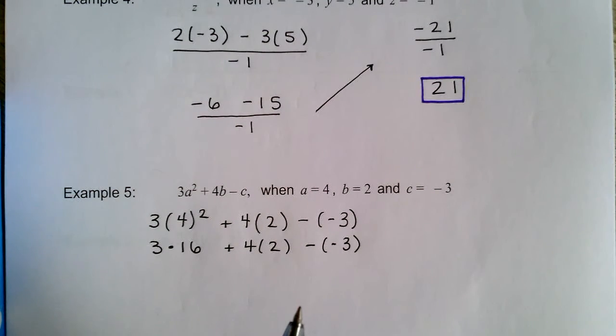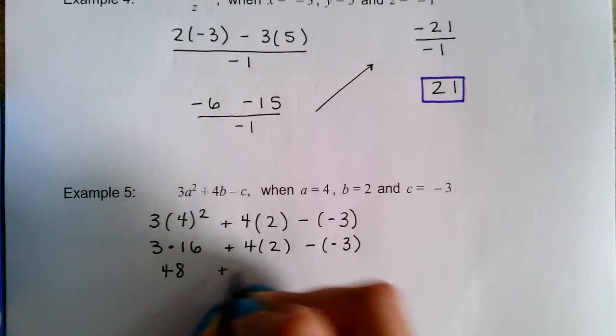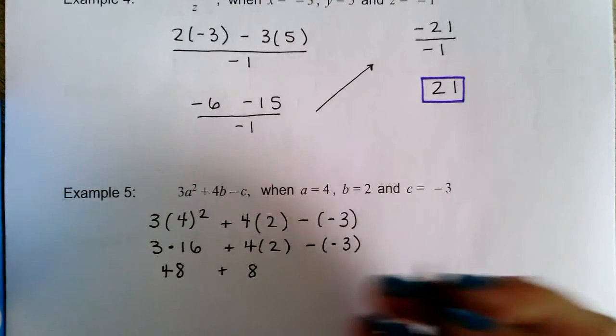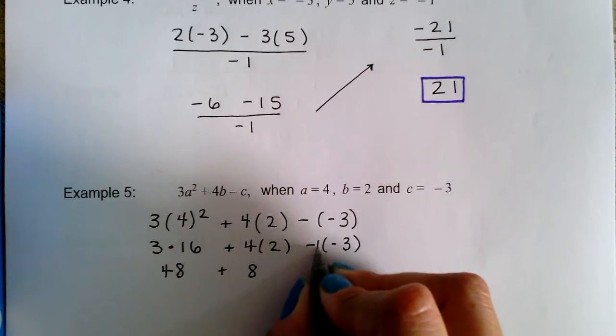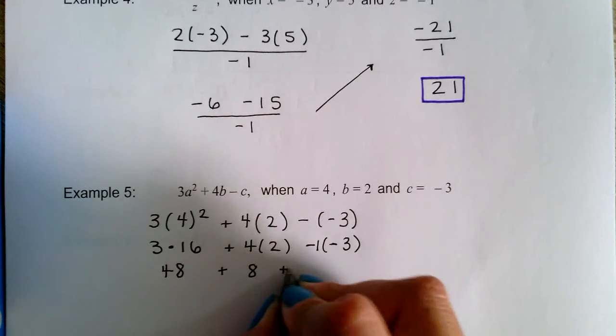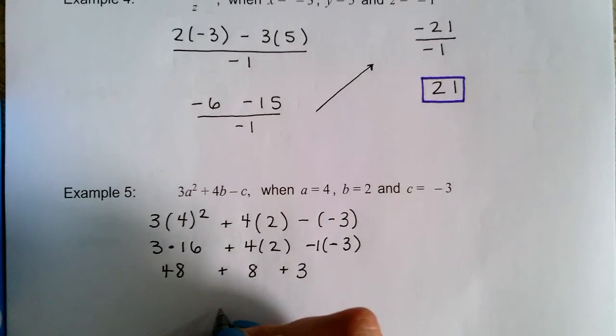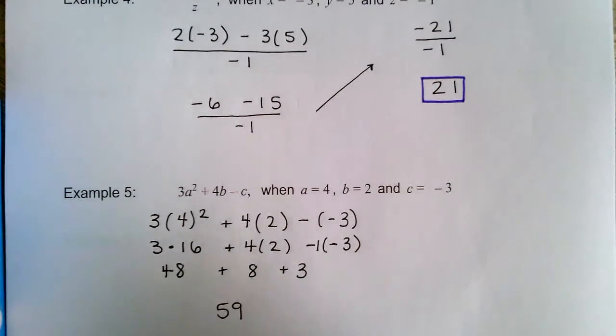Those are all multiplication. So 3 times 16 here in the front gives us 48, plus 4 times 2 gives us 8. And then here we really have -1 times -3. So that's going to actually become +3. And since these are 3 additions, we can do them from left to right. We're going to do 48 plus 8, and then we're going to do plus 3. And that will give us our final answer of 59.